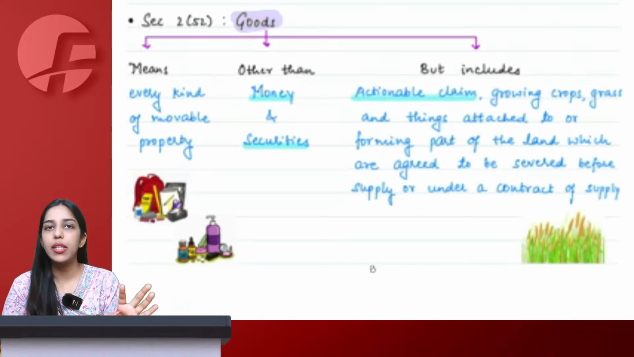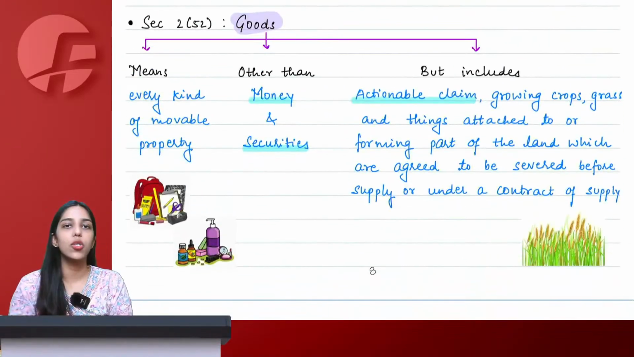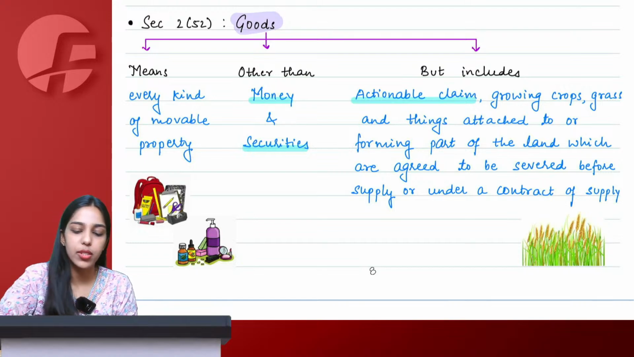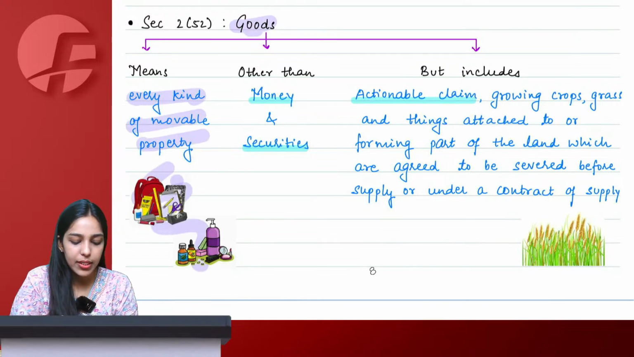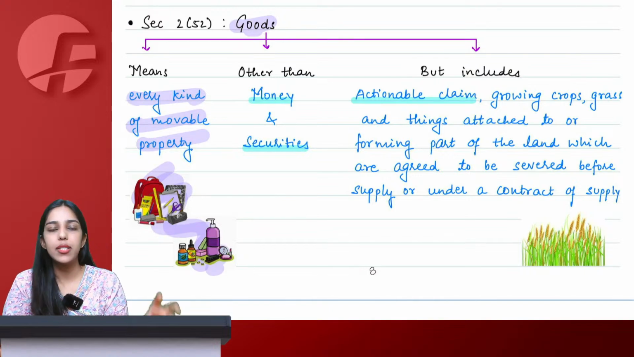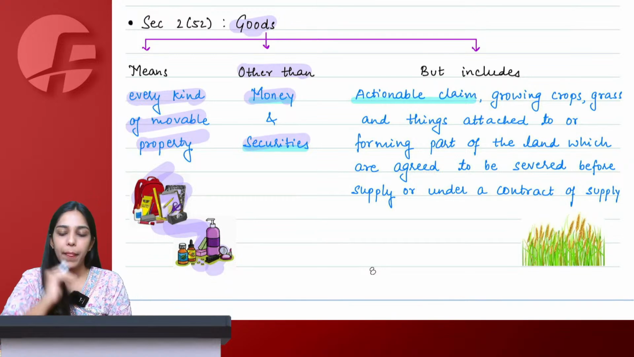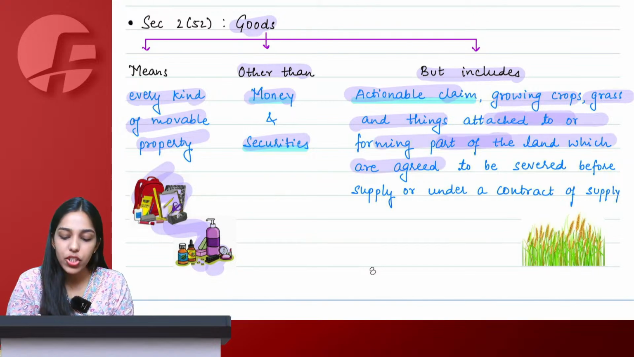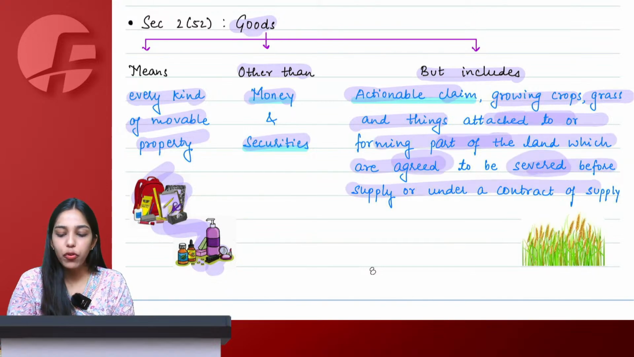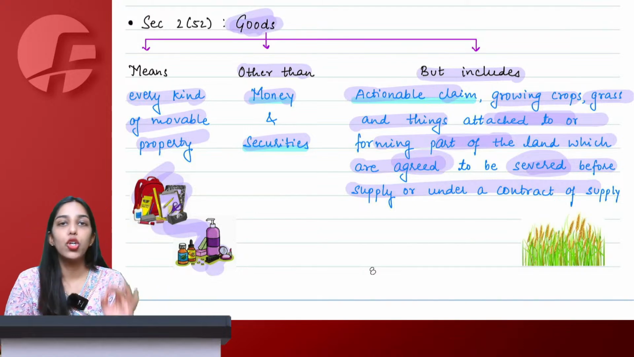Now some small things that we've missed out, some circulars and clarifications we'll see and also go through the entire topic from the notes. So goods means every kind of movable property, say stationery, makeup, medicines, whatever you can think of, other than money and security, but includes actionable claim, growing crops, grass, anything that is attached to or forming part of land which are agreed to be severed before supply or under the contract of supply. This is known as goods.